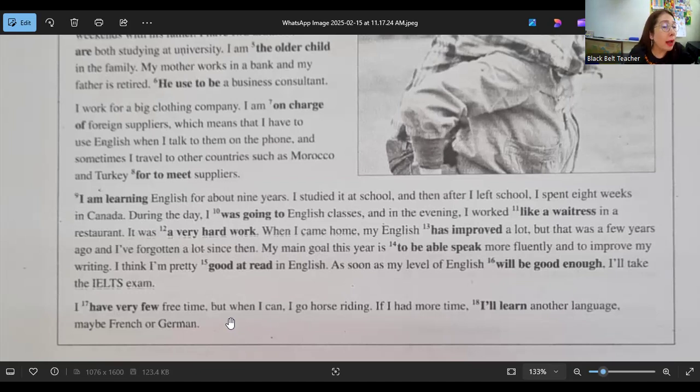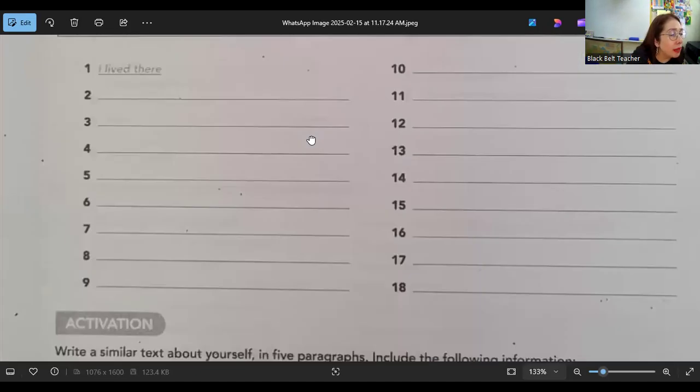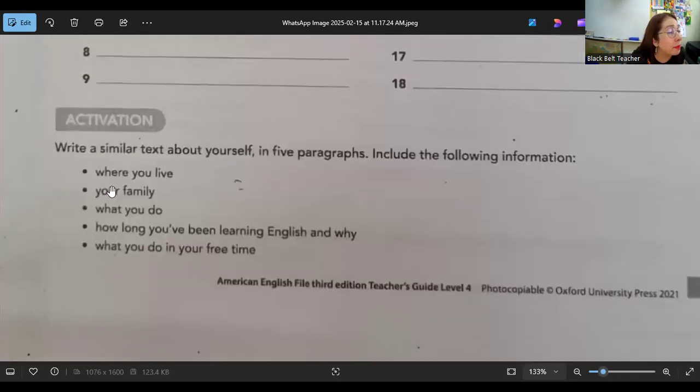Ok. Para casa, a Laura, ficou também, além das páginas que eu coloquei no WhatsApp, uma redação, que é esse activation. Arthur, would you read the activation, please? Write a similar text about yourself. In 5 paragraphs, include the following information: where you live, your family, what you do, how long you've been learning English and why, and what you do in your free time.